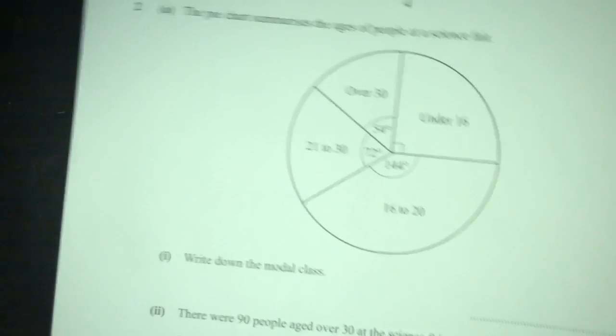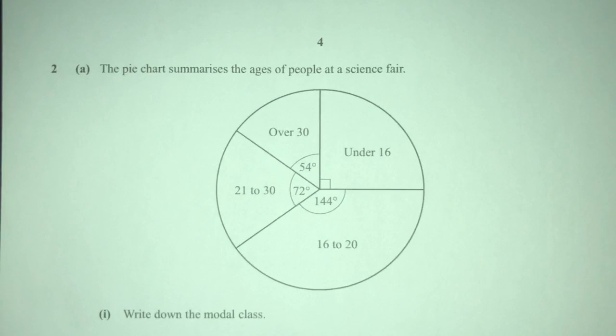Now let's move on to question number 2. So here what do we have? We have a pie chart that summarizes the ages of people at a science fair. We have pretty much all the information in this pie chart. I don't think we have to find anything really.